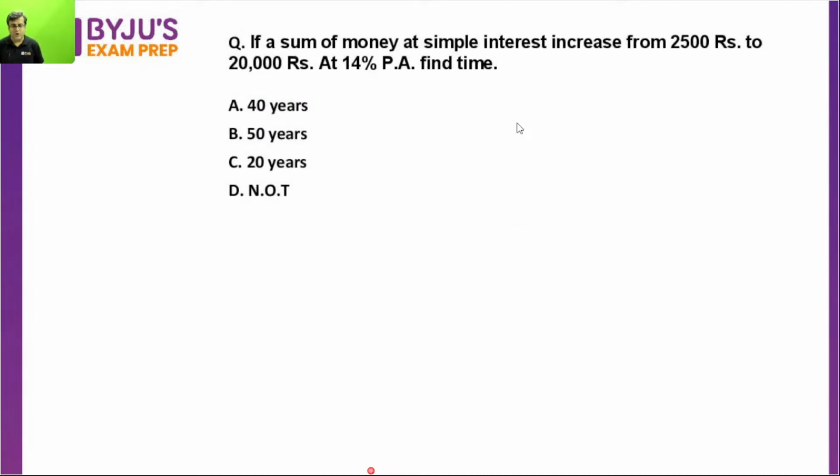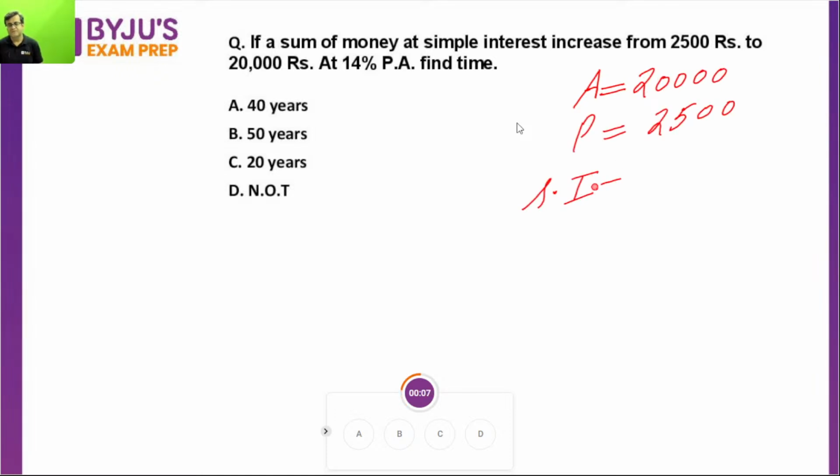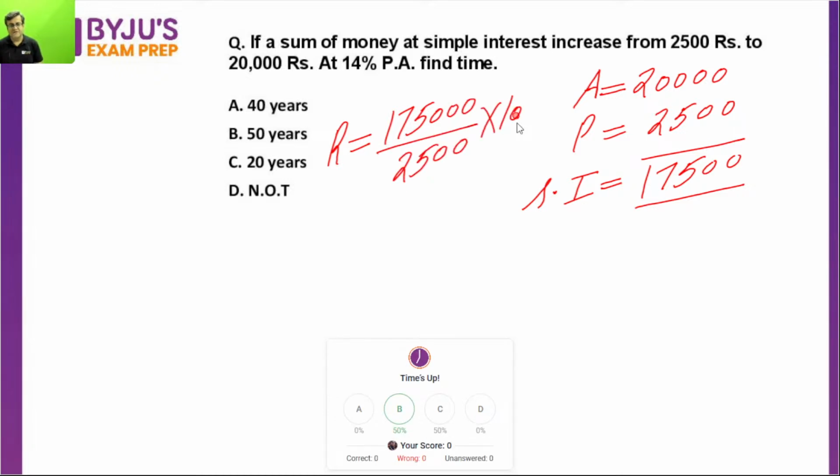30 seconds given to you. Do it now. Make it fast. B option is right. Principal is given. Amount is given 20,000 rupees. Principal is given 2,500 rupees. So what about simple interest? 17,500. Amount is given. Principal is given. Interest is there. So what about rate? Interest by principal.